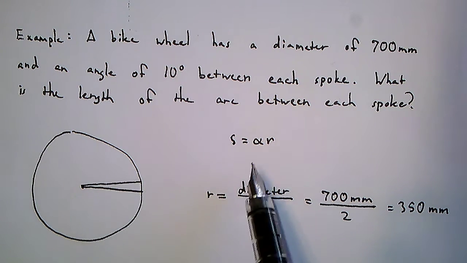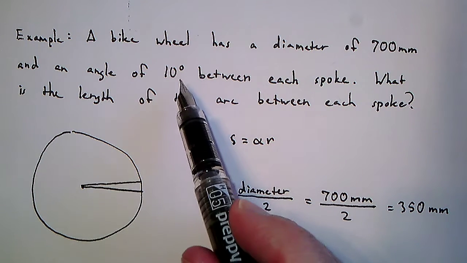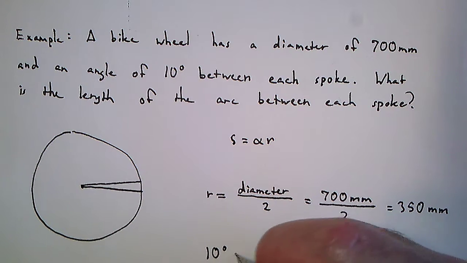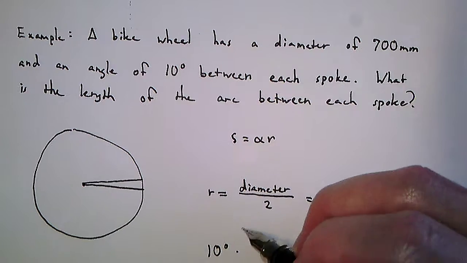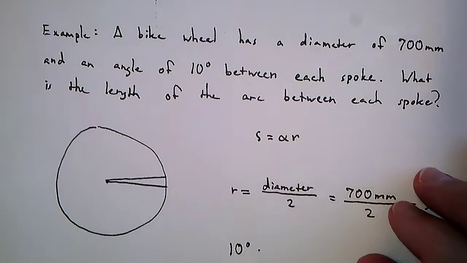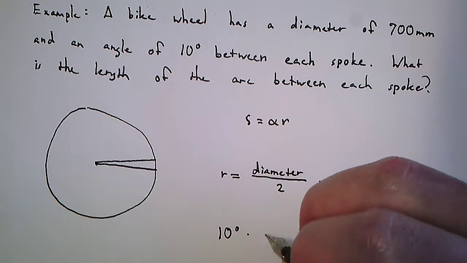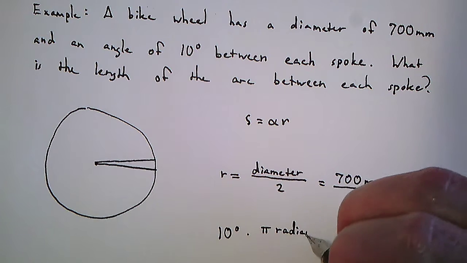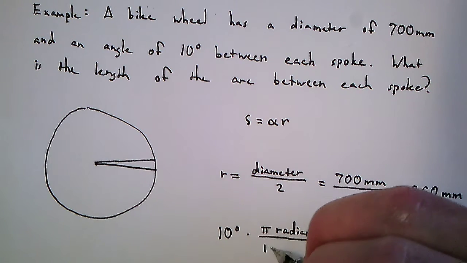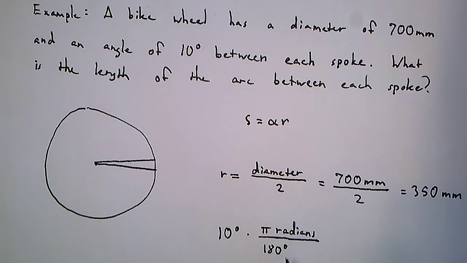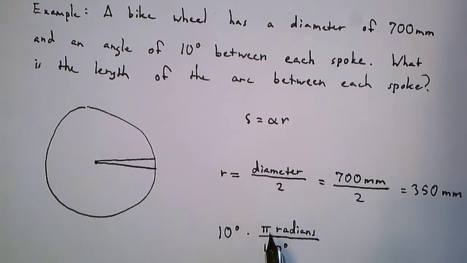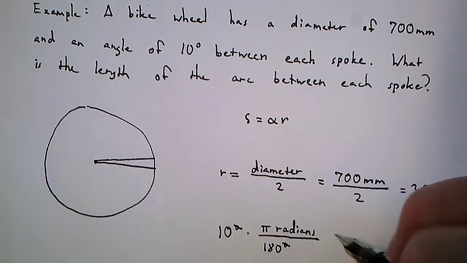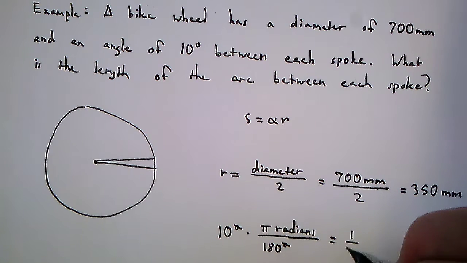We also need to get alpha by converting 10 degrees to radians, like we did in the previous video. And in order to do that, we have to multiply 10 degrees by pi radians over 180 degrees. This is because there are 180 degrees for each pi radians. Okay, so the degrees cancel out, and we're left with 1 over 18 pi.